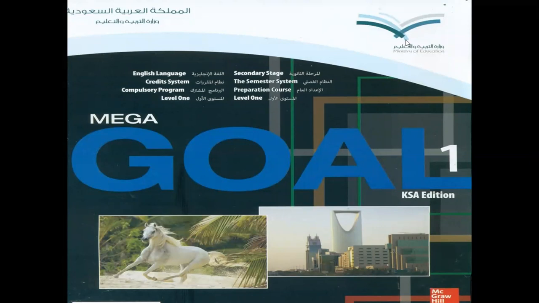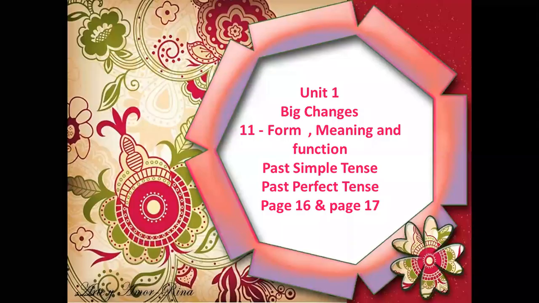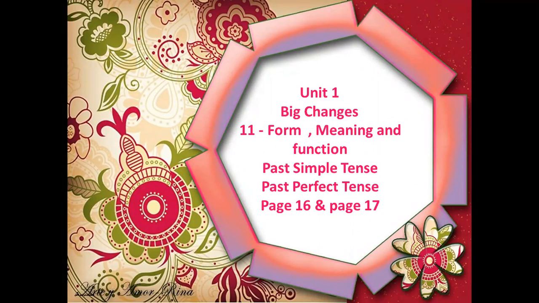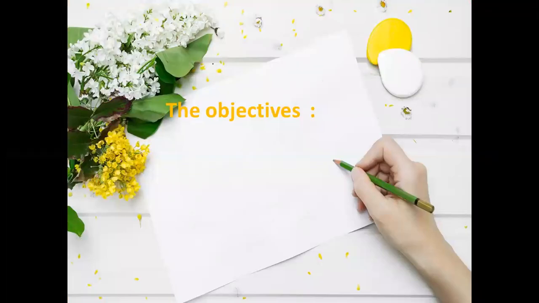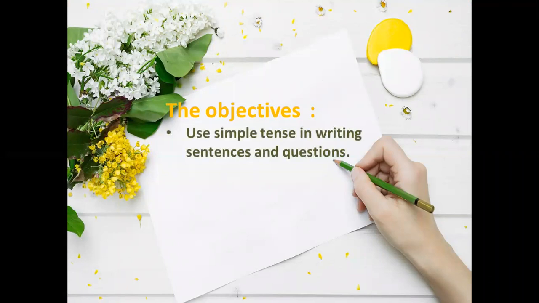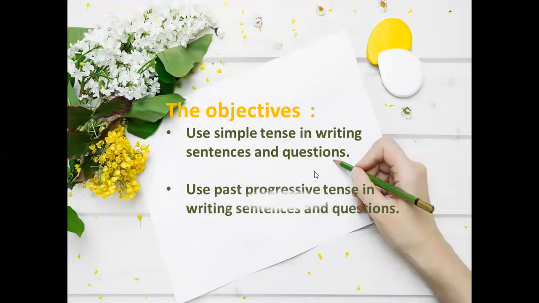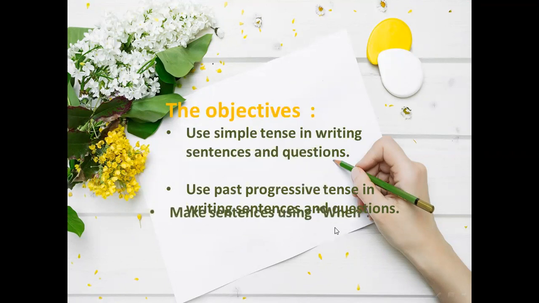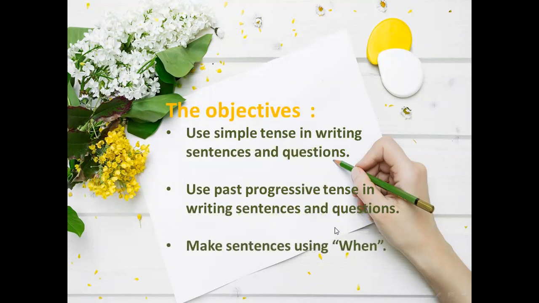Today we will learn Mega Goal 1, Unit 1, Big Changes for Meaning and Function. We will learn today how we use simple tense in writing sentences and questions. We also use past progressive tense in writing sentences and questions. At the end, we make sentences using when.